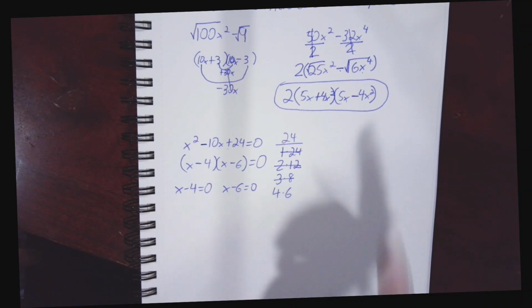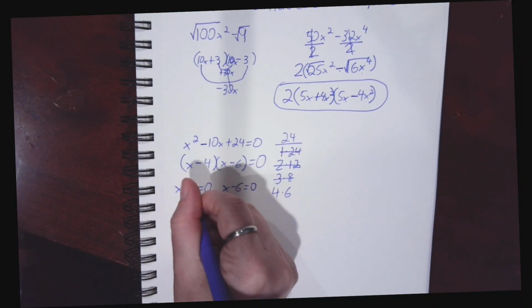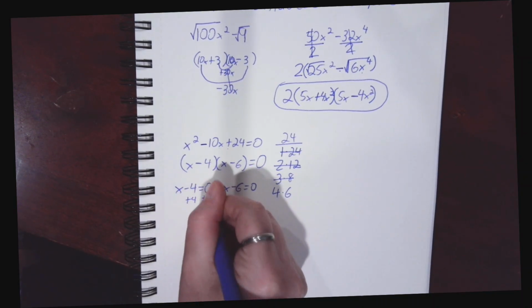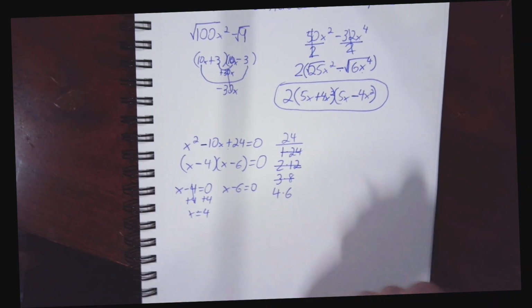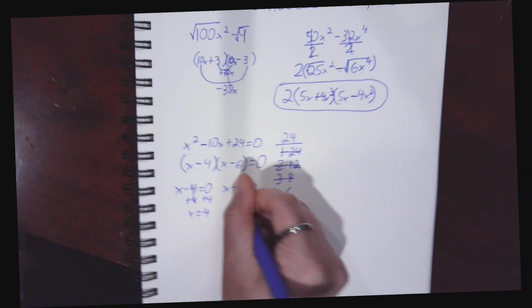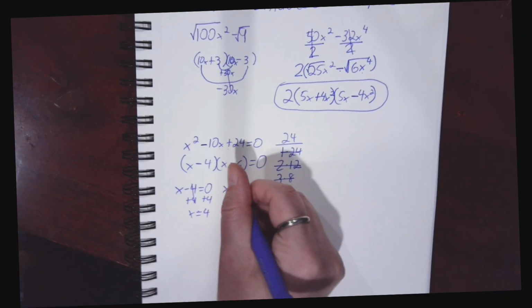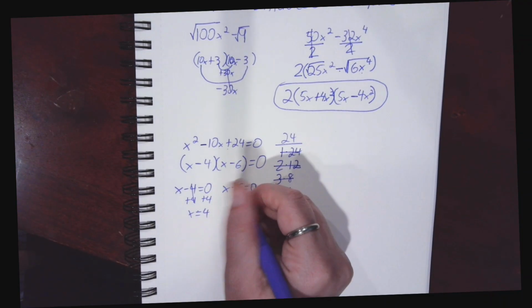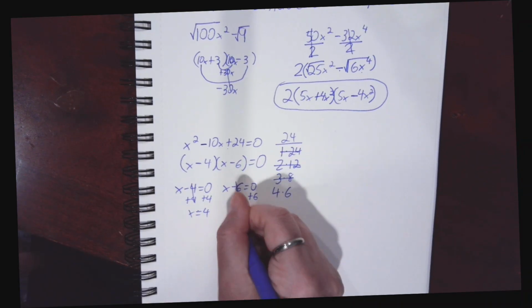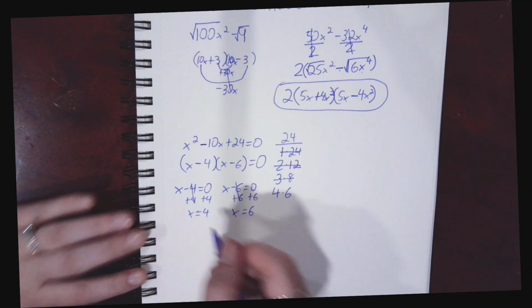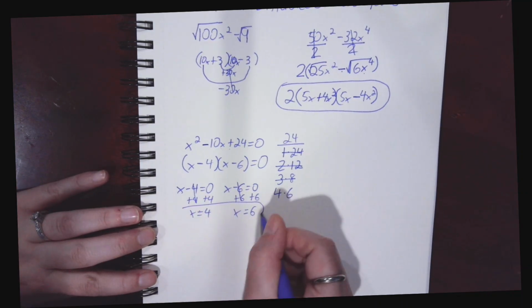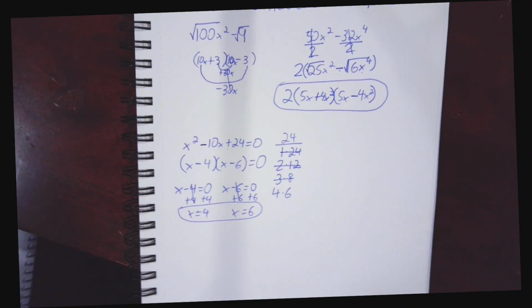So I have x minus 4 equals 0, so I'm going to add 4 to each because the whole goal is to get x by itself. X equals 4. Okay? Over here, I'm going to add 6 to each side because I have a negative 6. The opposite of minus is addition. X equals 6. So this is what I'm looking for in that final answer when you actually have to solve it.